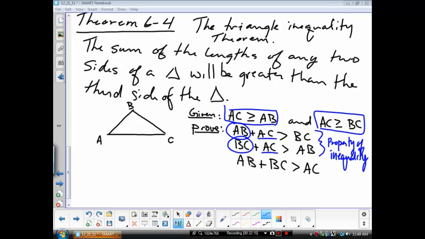The proof of this third one will come from if we draw a perpendicular segment from B to AC. Call this point X. Then what we know is that segment BC has to be longer than segment XC. And segment AB has to be longer than segment AX.